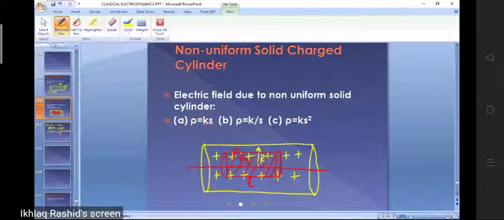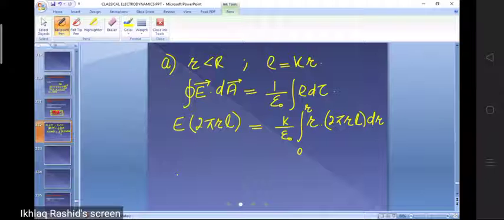Okay, and only this charge will contribute to the electrostatic field at the point P. That's why the limits of integration are from 0 to small r. So here it will be E multiplied by 2 pi r L. Let me write it apart first: 2 pi r L, like this.